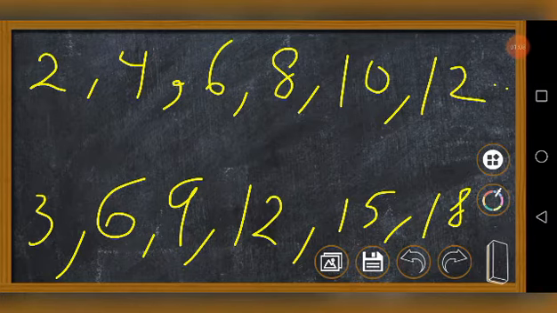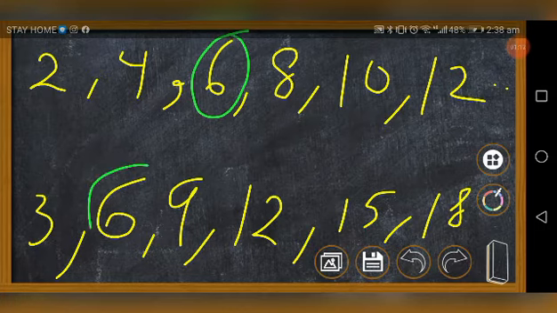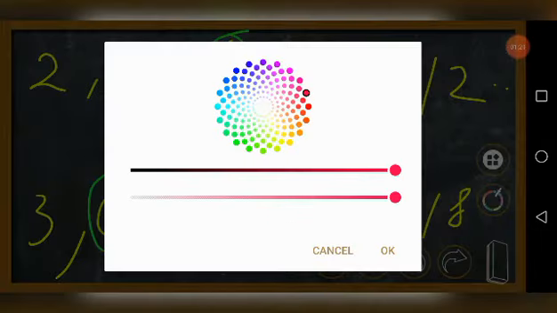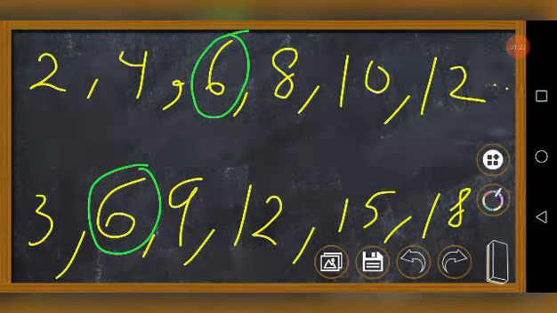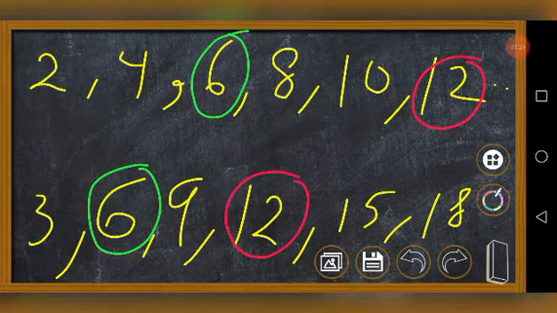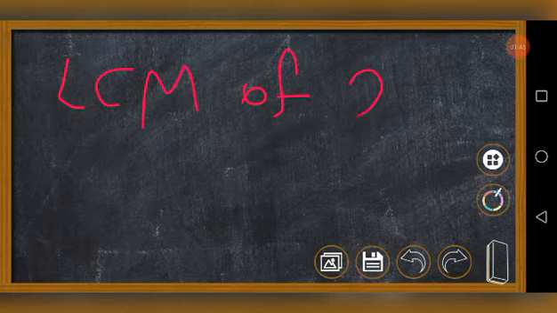or the least common multiple. Now the first common multiple is 6, which is repeating in the multiples of 2 and the multiples of 3. And we have another repeating multiple between the multiples of 2 and the multiples of 3, equal to 12. But from the definition of the LCM, lowest common multiple, we have to choose only the smallest number. So the LCM of the two numbers 2 and 3 equals 6.